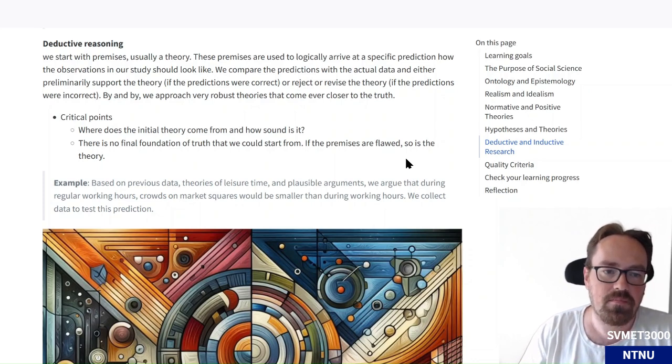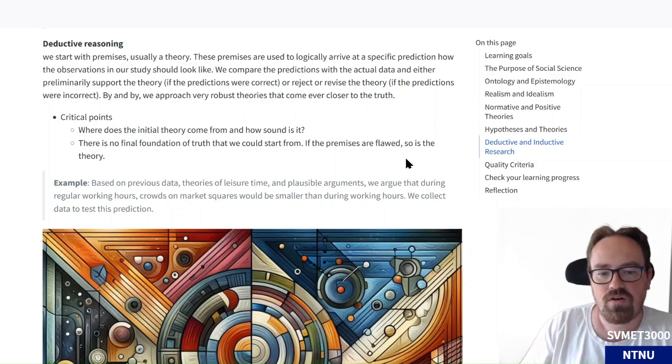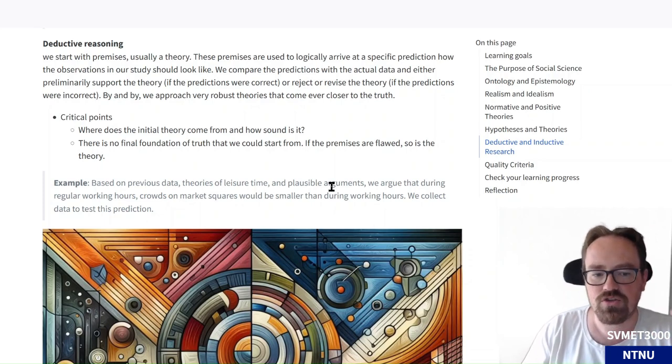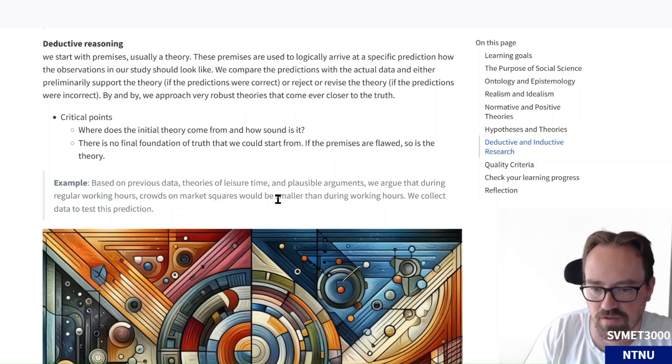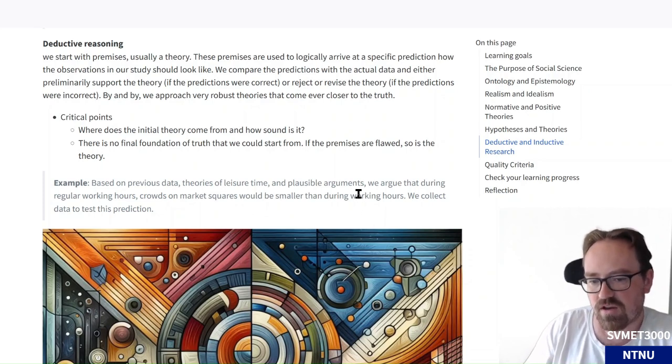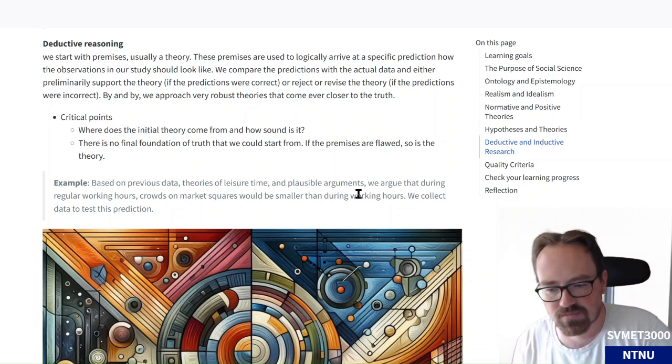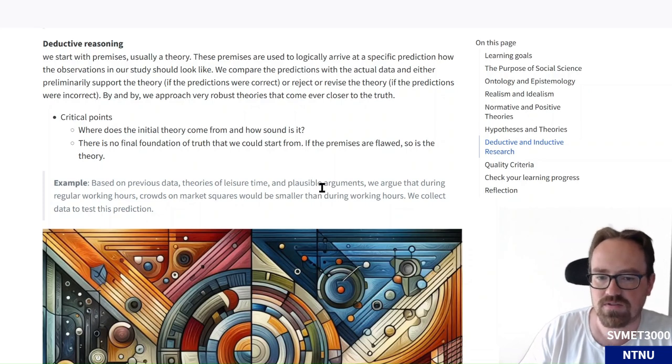Okay, back to our example. Deductive reasoning would work on the crowd observation like that. Based on previous data, theories of leisure time, plausible arguments, we argue something. We argue that during regular working hours, crowds on market squares would be smaller than outside working hours. We then collect data to test this prediction and we find that it's correct. So then this gives some more support to the theories we used to arrive at this prediction.